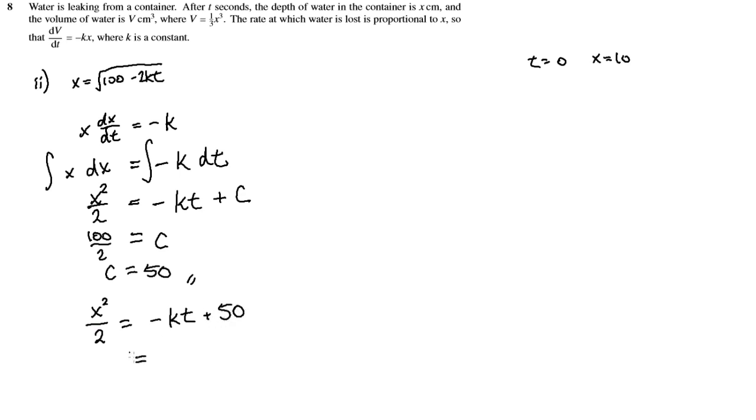And multiply both sides by 2 and swap these two sides so that positive is on the left, gives you 100 minus 2kt. And it's just simply rooting both sides to root 100 minus 2kt. And that's the thing that you need to show.